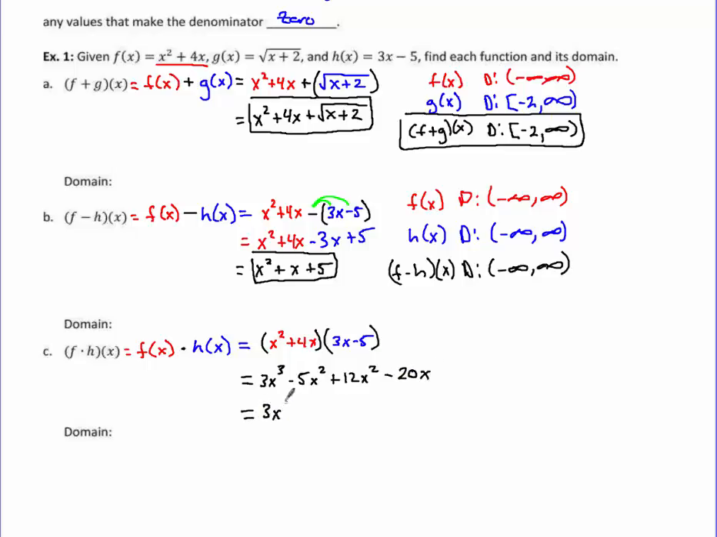So that's 3x cubed plus 7x squared minus 20x. And our domain, well, the domain of f of x was negative infinity to positive infinity. H of x is negative infinity to positive infinity. So our domain for this function is going to be negative infinity to positive infinity.